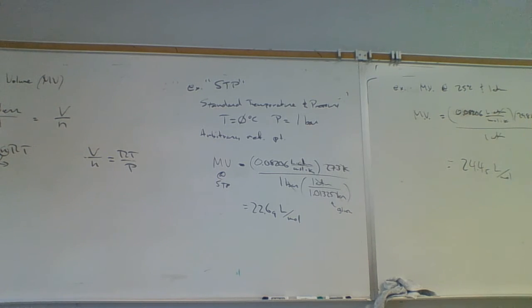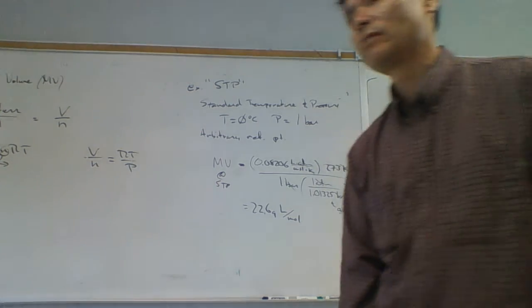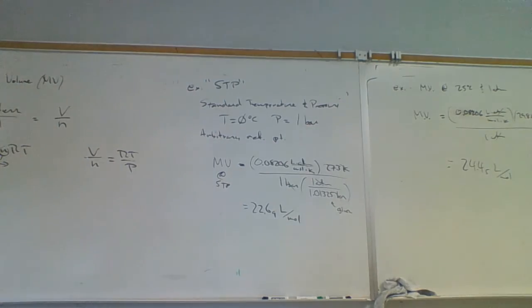A mole of gas at 1 atmosphere in room temperature is 25 liters. So a mole of air is about 25 liters. A mole of oxygen is about 25 liters under these conditions. A mole of nitrogen is about 25 liters. A mole of helium is about 25 liters under these conditions. The densities, of course, are going to be different, but the molar volume is going to all be the same.